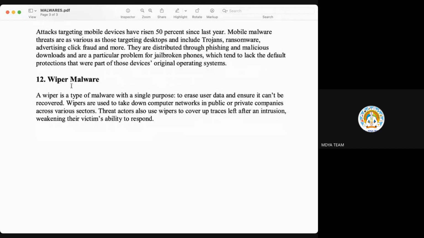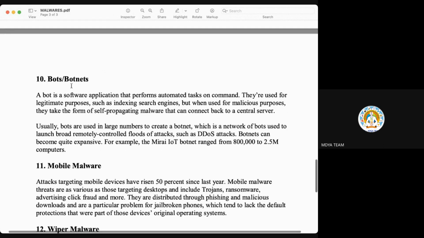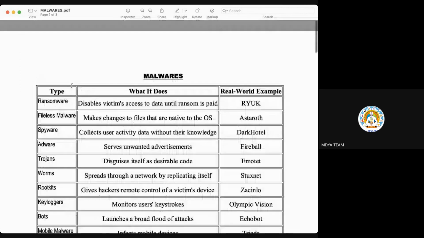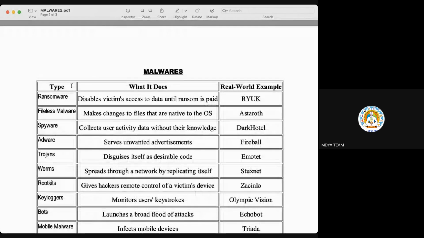Viper is a malware with the single purpose to erase users' data and ensure it can't be recovered. Some malware are so dangerous that they erase your data and you cannot recover it. So that is again very risky and very dangerous for public and private companies. So they pay the amount as they want for this. So this is all about malwares. You just go through it.